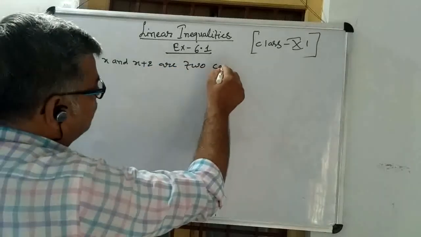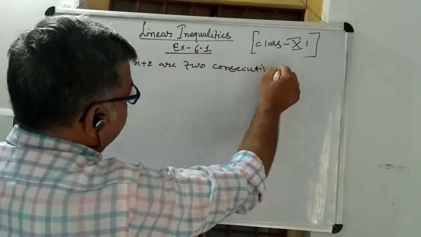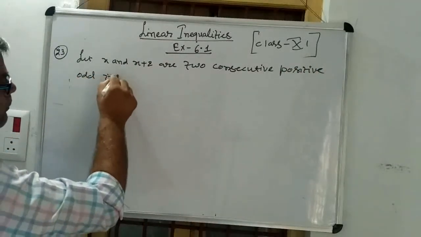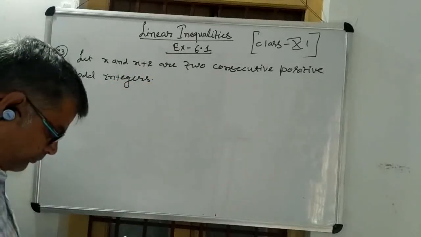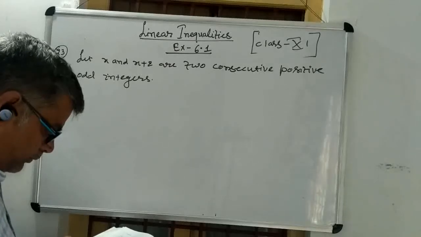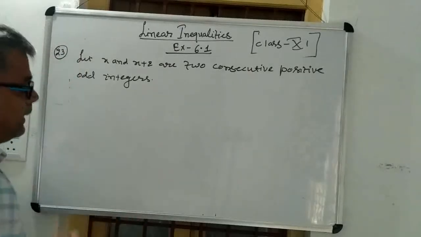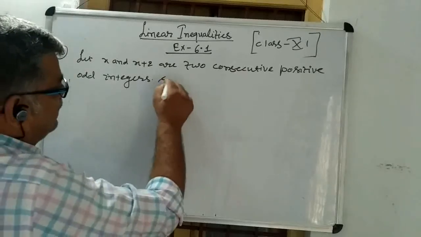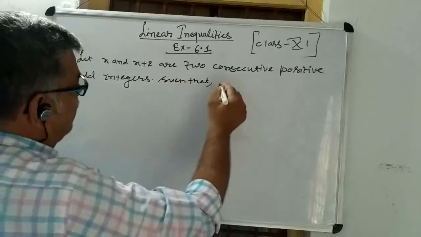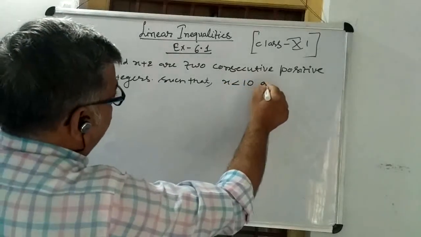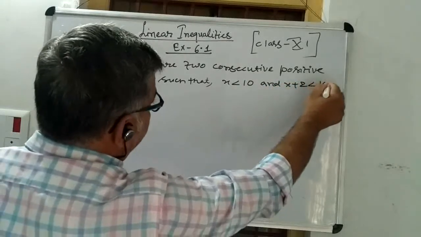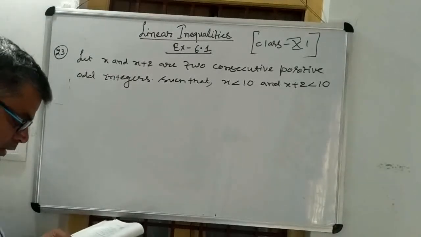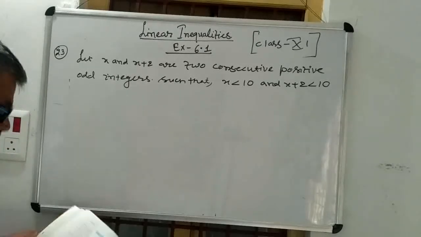two consecutive positive odd integers, and the condition given is that both integers are smaller than 10, such that x is less than 10 and x plus 2 is also smaller than 10, and such that their sum is more than 11.